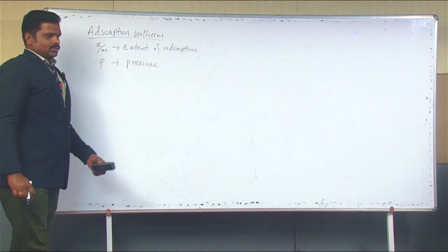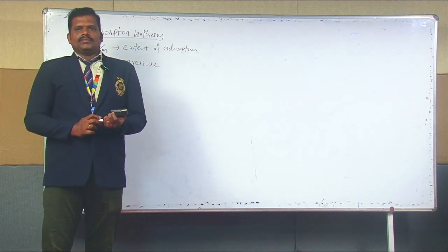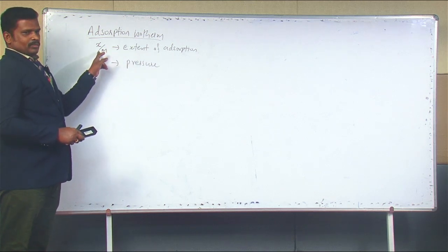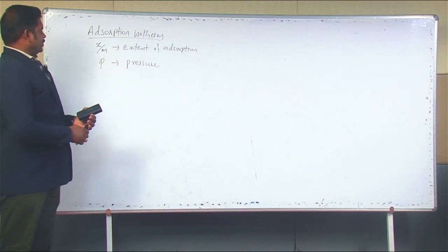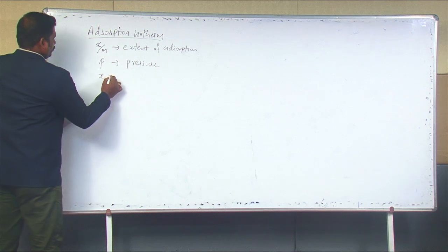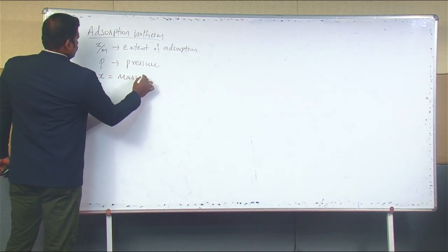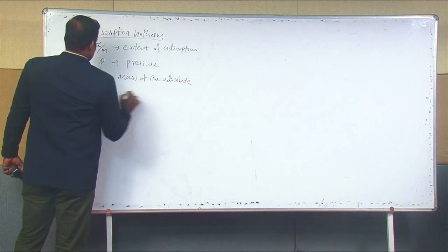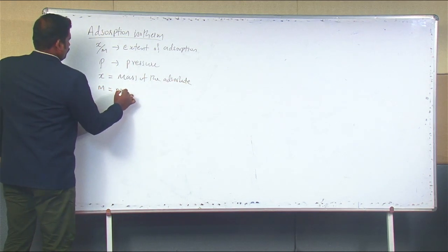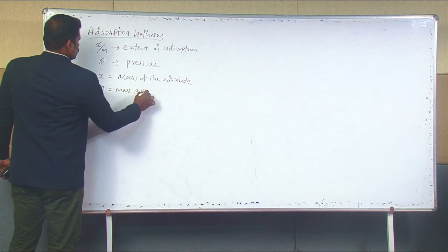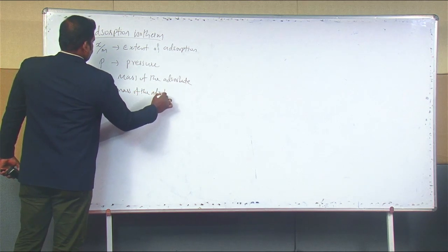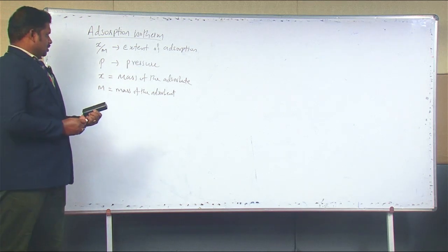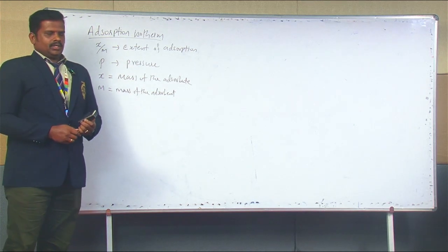Right, adsorption isotherm can be defined as the relationship between the magnitude of adsorption, that is the extent of adsorption x by m, and pressure. Here x is the mass of the adsorbate and m is the mass of the adsorbent.